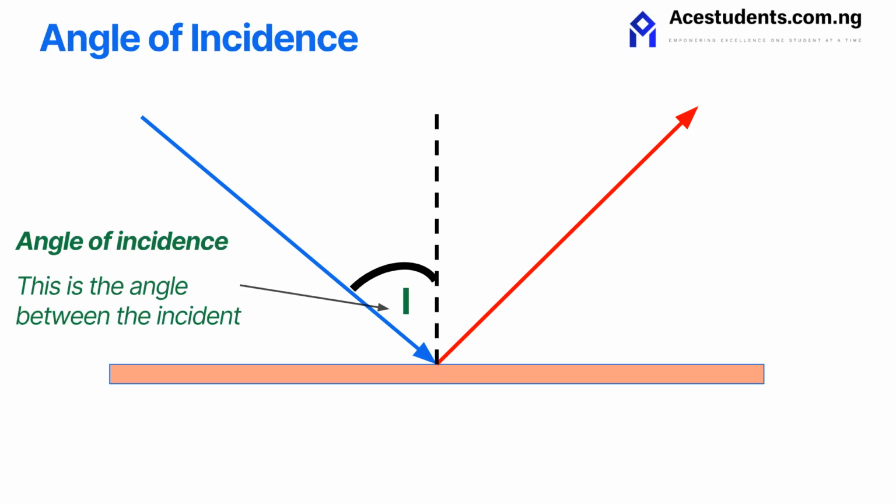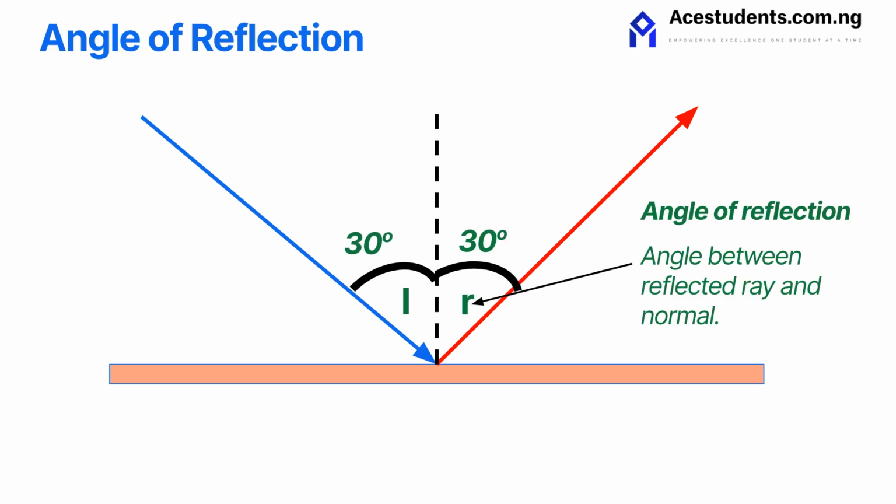The angle of incidence, labeled I, is the angle between the incident ray and the normal line. For example, if the ray hits at 30 degrees, we write it as 30 degrees. This angle determines how light will reflect. Similarly, the angle of reflection, labeled R, is the angle between the reflected ray and the normal line. We now have two important angles to compare.